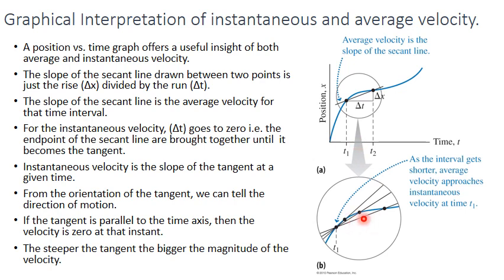You see how this line is changing here in figure B. So here was the initial point where I took it. Now I'm making it closer to t1. Eventually, this secant line is just going to intersect my graph at 1 point. And a line that intersects the graph at 1 point is basically the tangent line. So the instantaneous velocity is going to be the slope of the tangent at the point where I want to know the velocity.